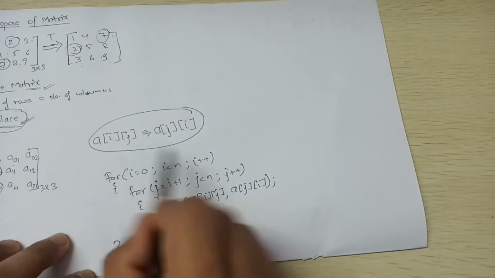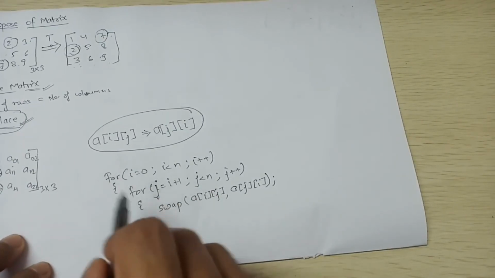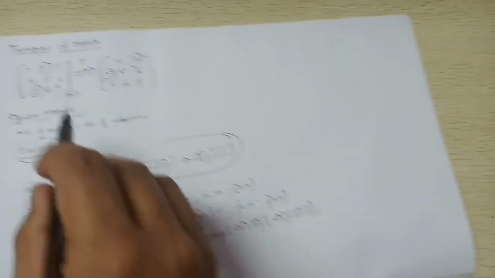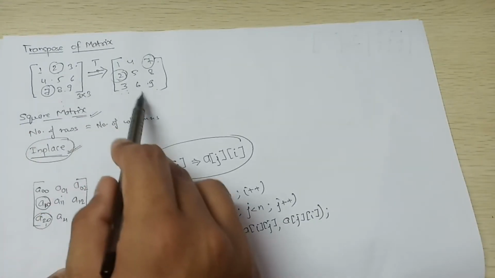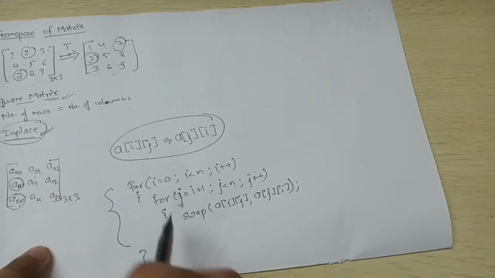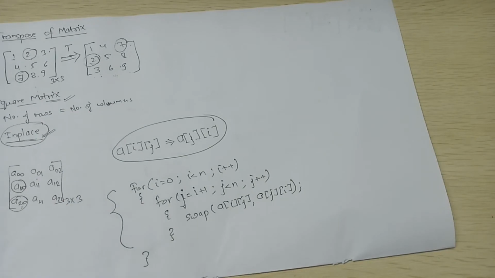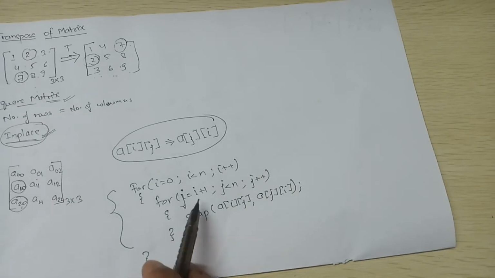Now, once we run this code, this input matrix converts into this resultant matrix. So this is the solution. Now the question here is why we start the inner loop with i plus 1.